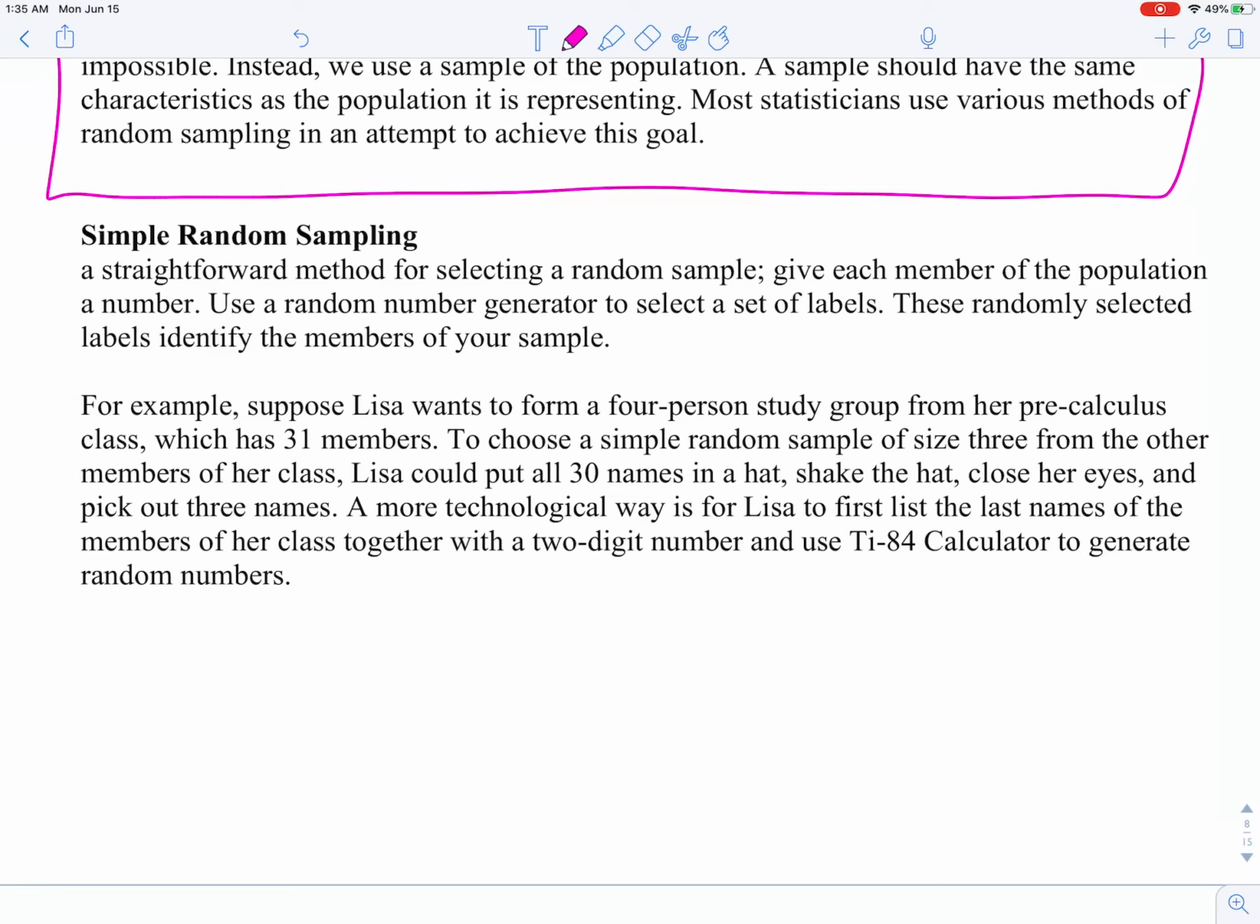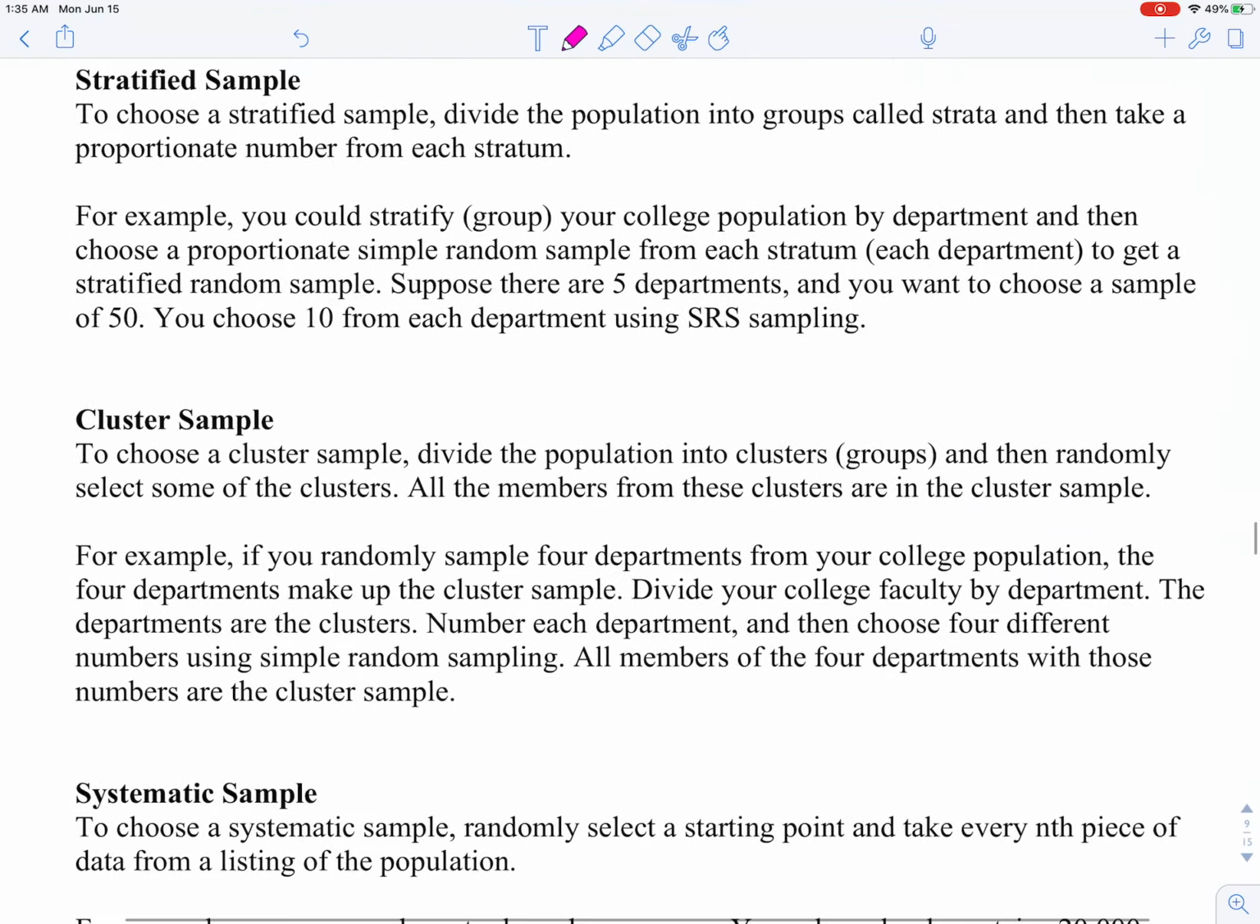All right, and then use your calculator to generate random numbers. You're not going to be asked to do this on a test or quiz. You can Google that process, but it's not necessary.